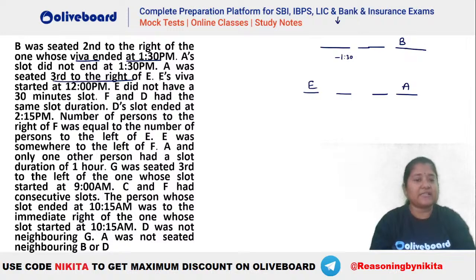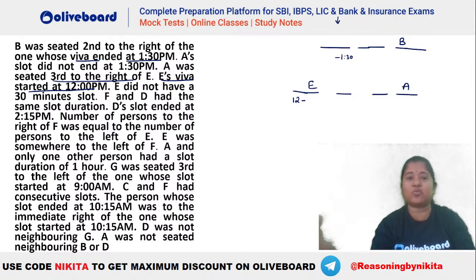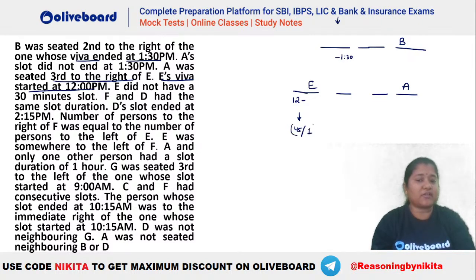Now it is given E's viva started at 12 p.m. So you can see E is this person, and his viva has to start at 12. Now this can be 12 to 12:30, 12 to 12:45 or 12 to 1, depending on the duration of this particular viva. After that, E did not have a 30-minute slot. So E should be either a 45-minute or a 1 hour slot here, isn't it? Because this is not a 30-minute slot.